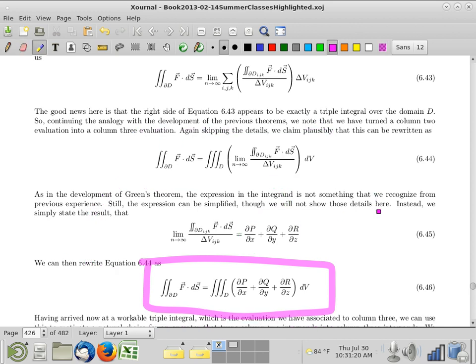And this is our first version of Gauss's divergence theorem. Now, before I go on, there's some notational little twists I want to put on this before I really put a box around it. A better box, bigger box.